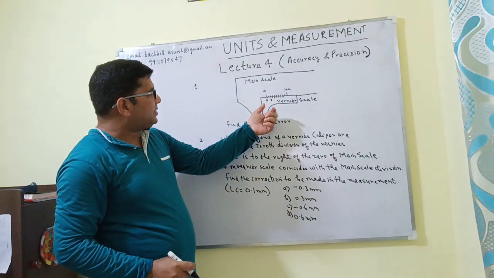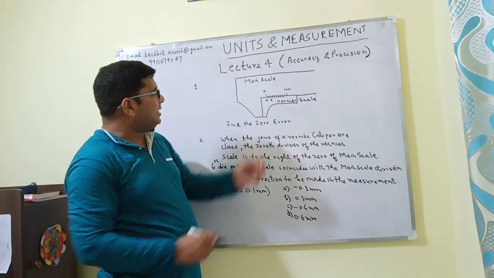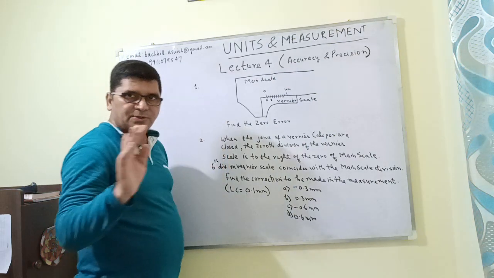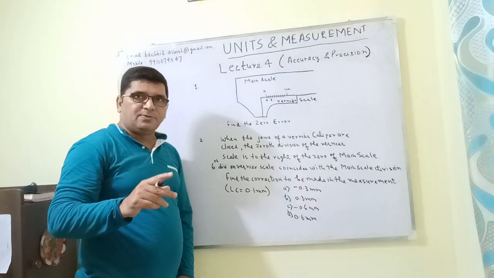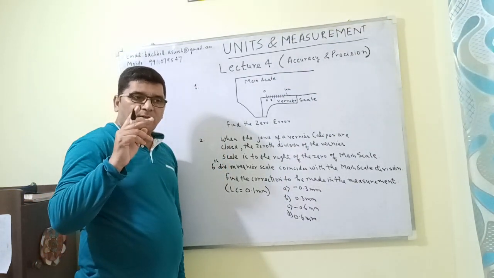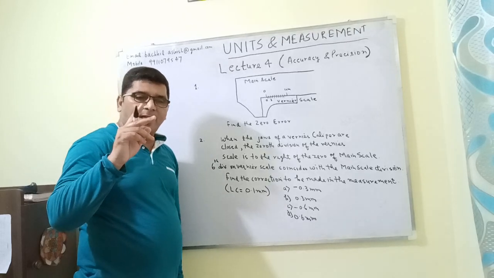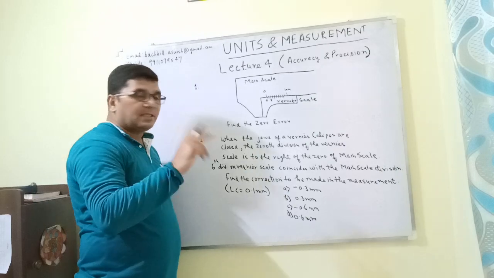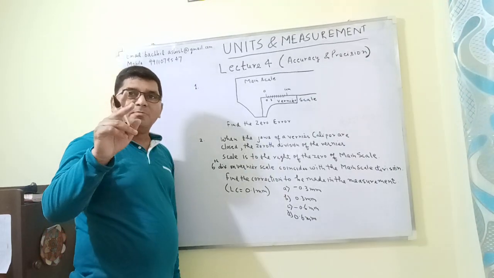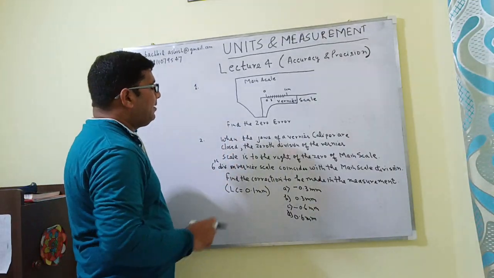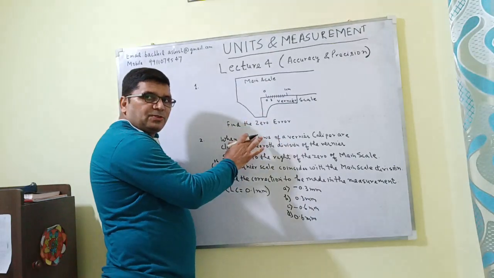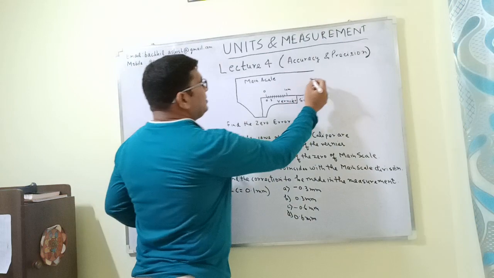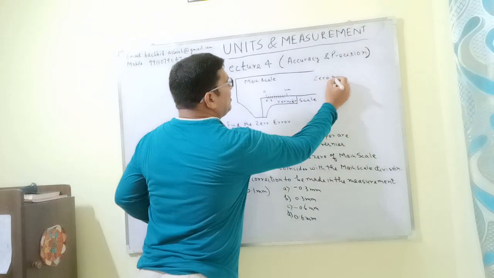So in this case, you will see that the zero of the Vernier scale is on the right side of the main scale zero, so it is a positive zero error. In the case of positive zero error, we have to apply the negative zero correction in the final measured value. So here in this question, we have to only find the zero error.